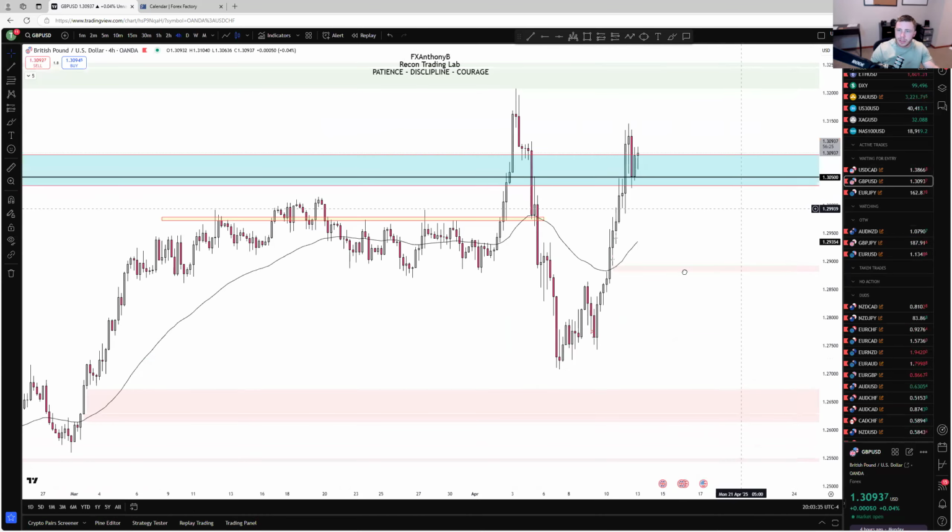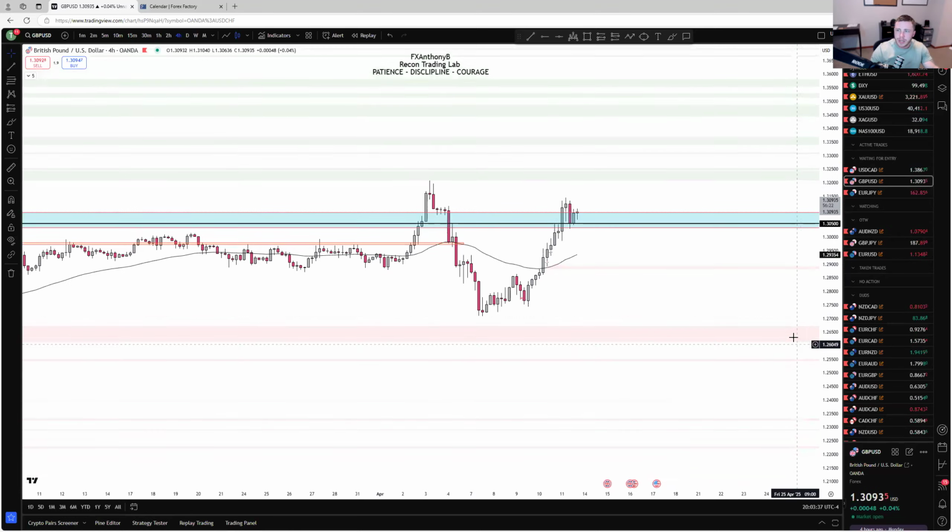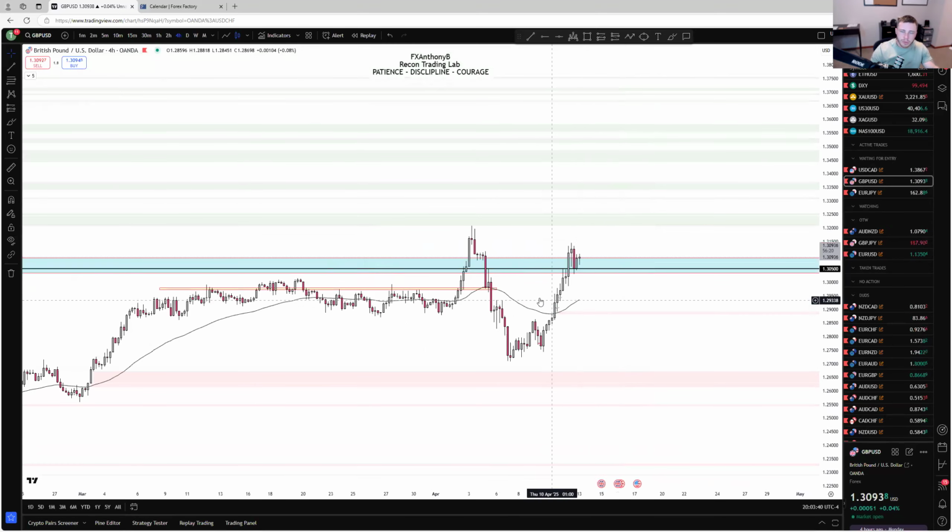Next trade is GBP USD. We are watching this one. This was never taken. It was more of a structural watch. We wanted to see the rejection, and it never came.